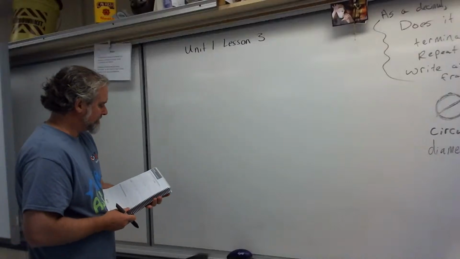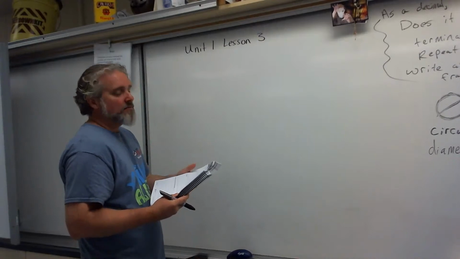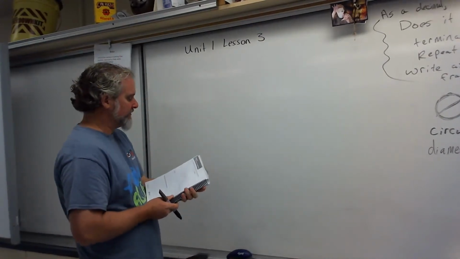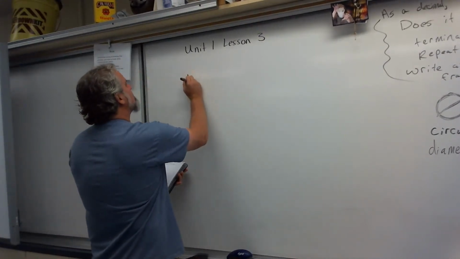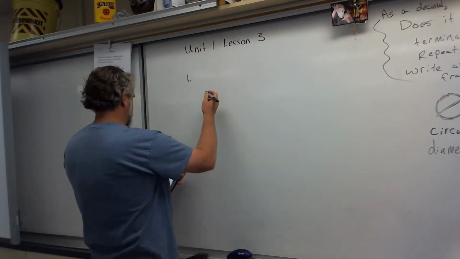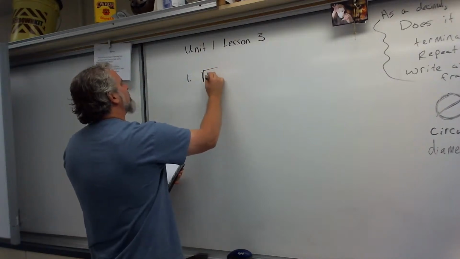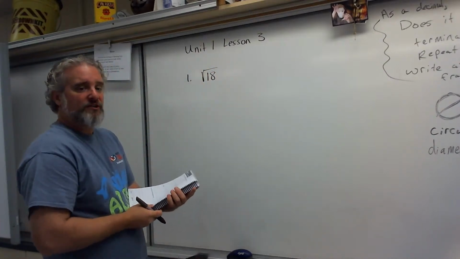All right, class. Today, we're going over homework Unit 1, Lesson 3, more work with rational versus irrational numbers. Problem number 1. Determine if the number is rational or irrational and justify your answer. We have the square root of 18.